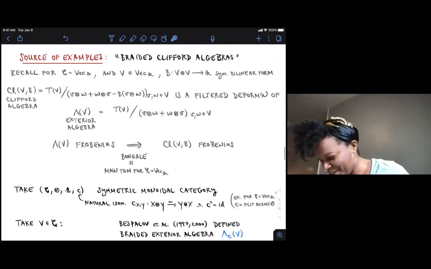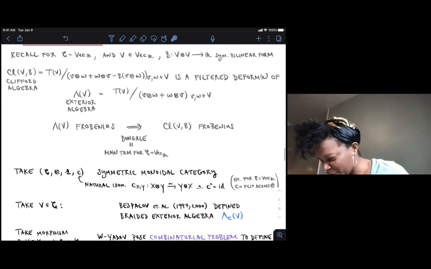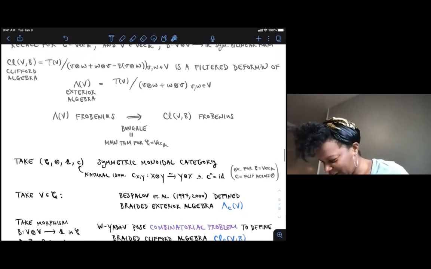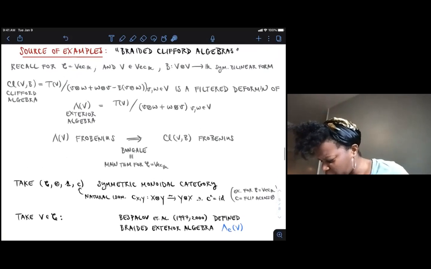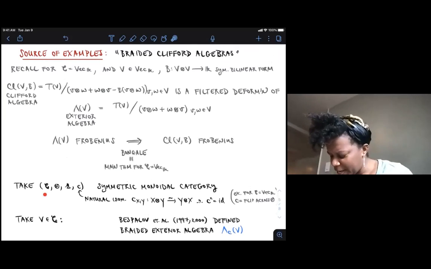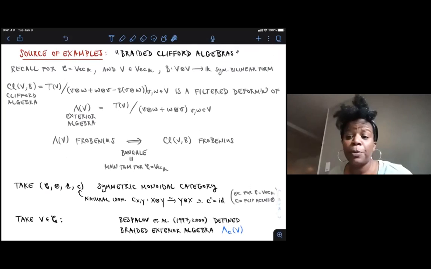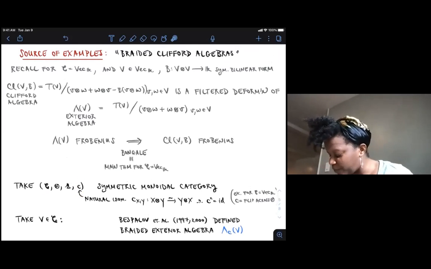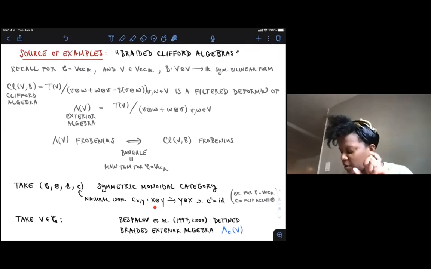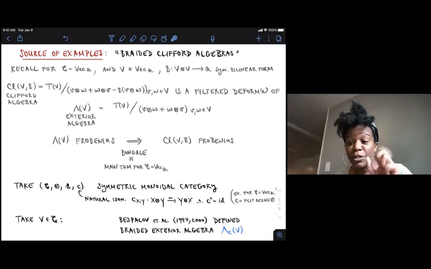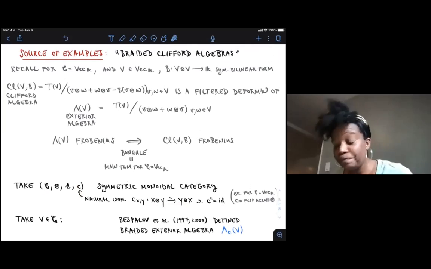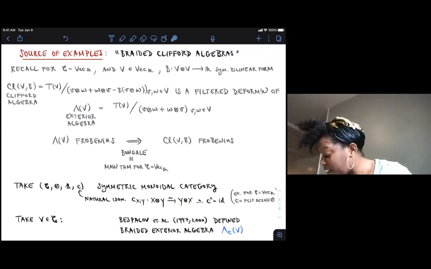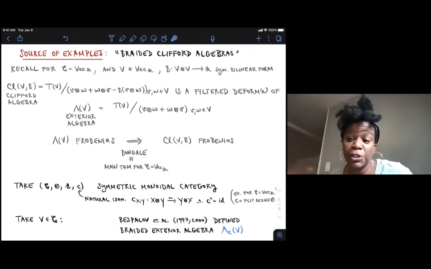We hope that anybody who's interested in this will attack the problem that we pose. So what we do is we need to take a symmetric monoidal category. This is a monoidal category that comes equipped with some natural isomorphisms that allow you to swap across the tensor so that when you swap twice, you get the identity. For example, the category of vector spaces is a symmetric monoidal category where you literally just flop across the tensor.